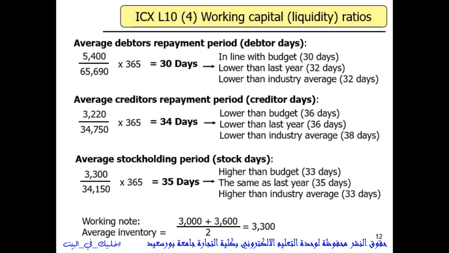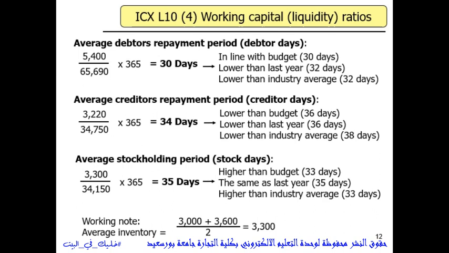Then we move to the working capital ratios. There are two main ratios, the current ratio and the quick ratio. The current ratio is equal to current assets divided by current liabilities, and the quick ratio is equal to current assets less inventory divided by current liabilities.